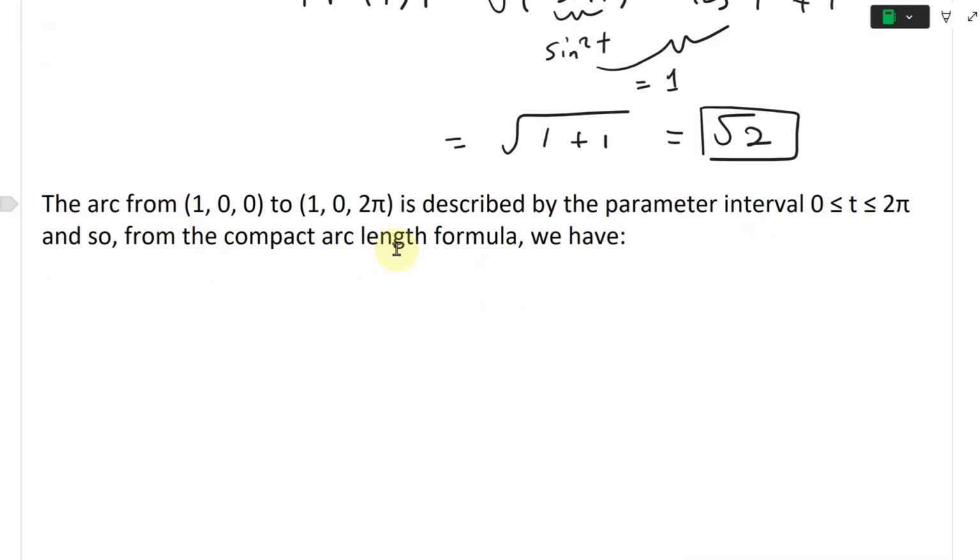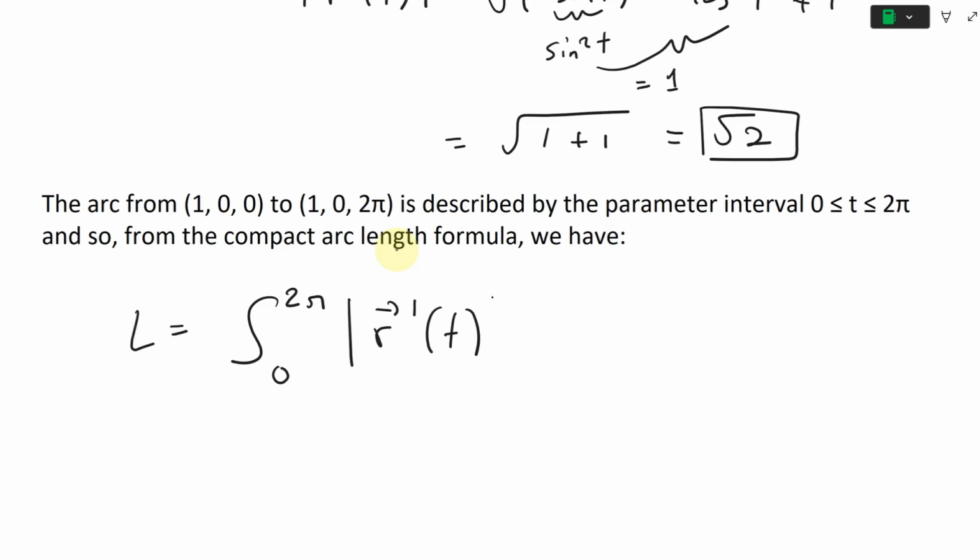And so from the compact arc length formula, the arc length now is equal to the integral from a to b, or 0 to 2 pi, of the length of the derivative of the vector, dt, which equals the integral from 0 to 2 pi of square root 2 dt.